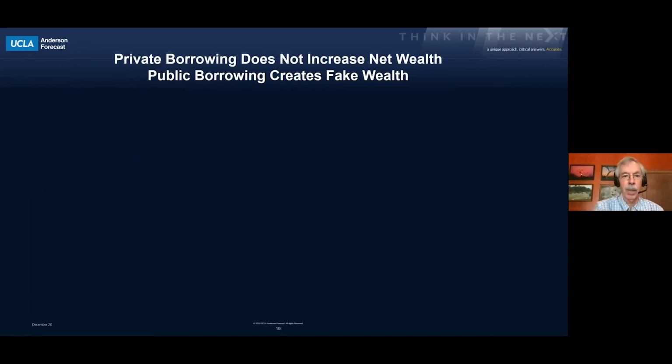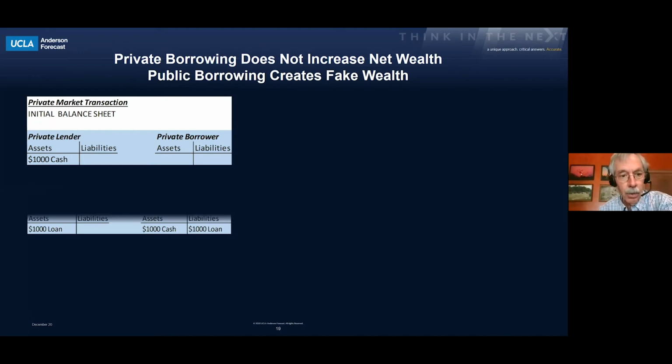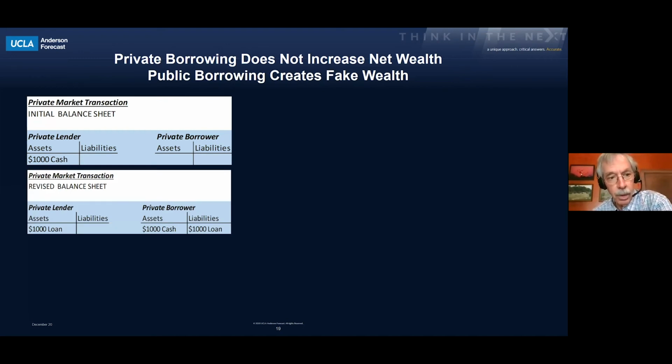Let's just think about the balance sheets. If you have a private transaction, starting with a private lender who has $1,000 in cash and a private borrower with nothing on the balance sheet, and a loan occurs, then the lender turns the cash into a loan asset, and the borrower has an asset, which is the $1,000 cash, offset by a $1,000 liability.